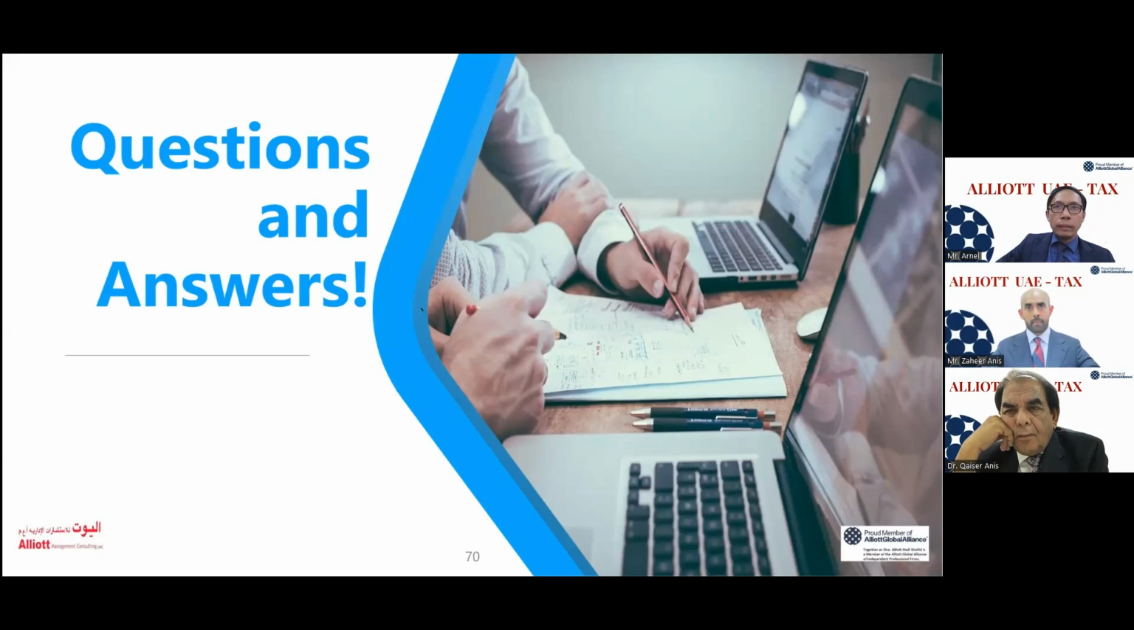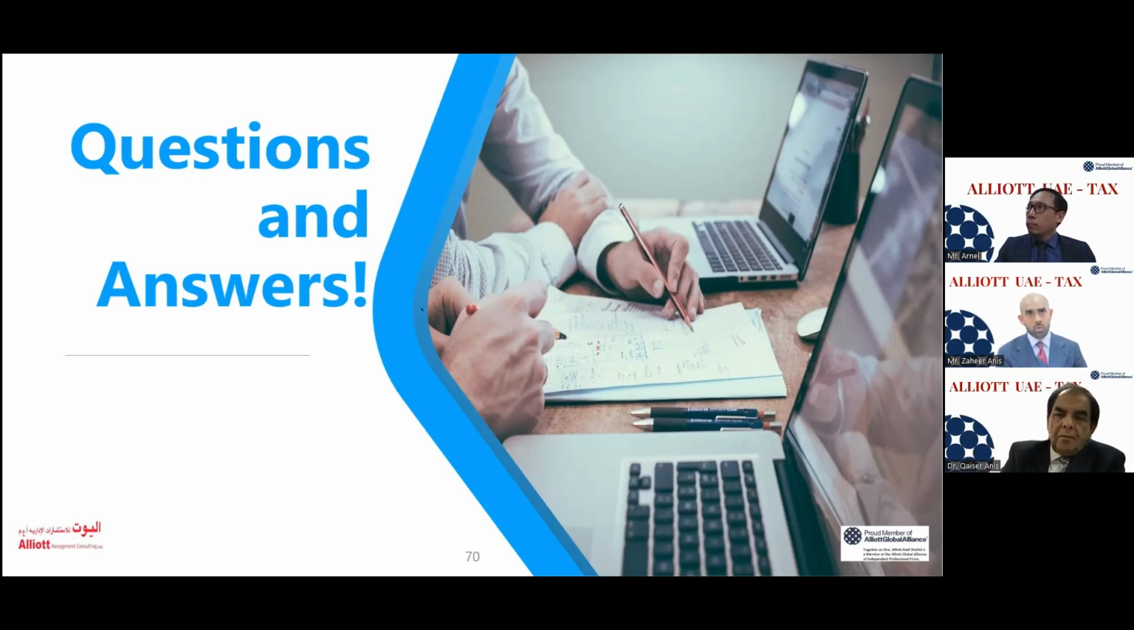There are two things related to the documentation. There's a master file and the local file. Those you have to maintain. And of course, if you need assistance on building your transfer pricing documentation and policy by which you will be doing your record keeping, we can provide assistance on that.